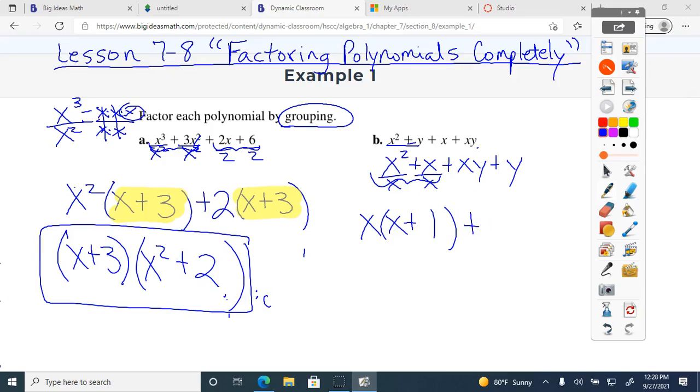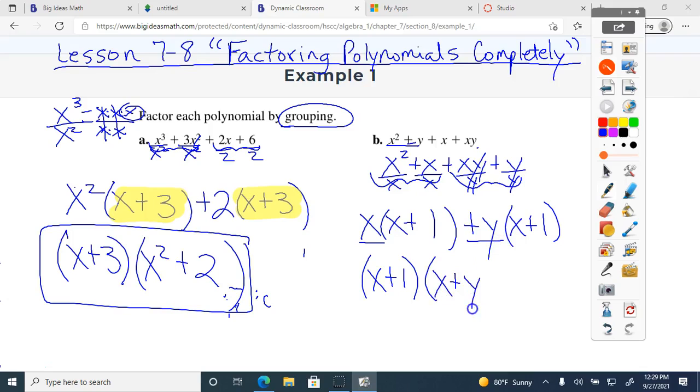Plus, what can I take out of here? What do they have in common? Y. Divide by y, divide by y. Y cancels, you're left with x plus 1. It will normally end up having the same thing. Now that they both have x plus 1, where can I put that? Outside, in the front. So x plus 1 times x plus y.